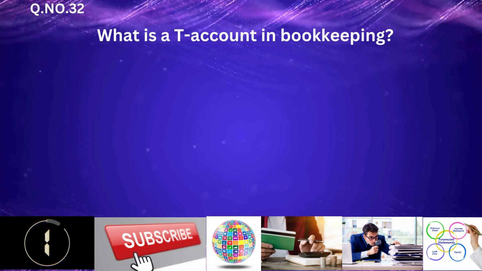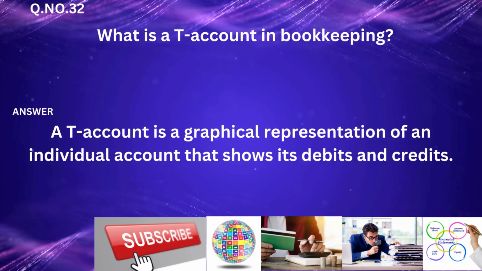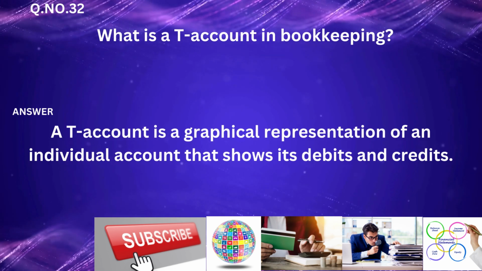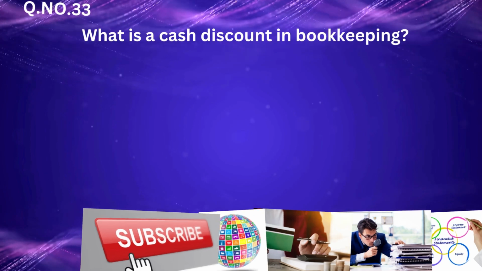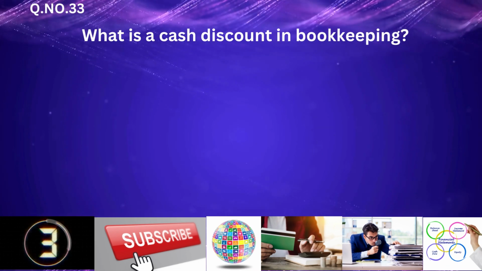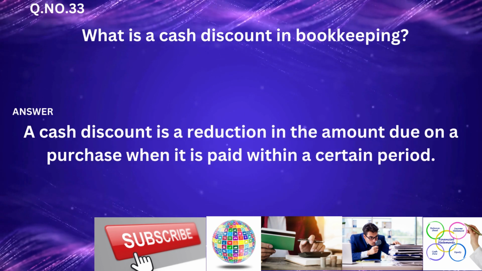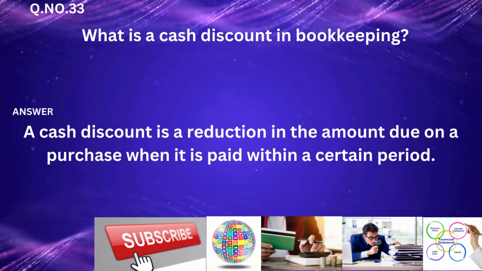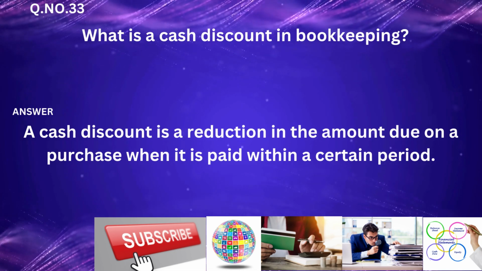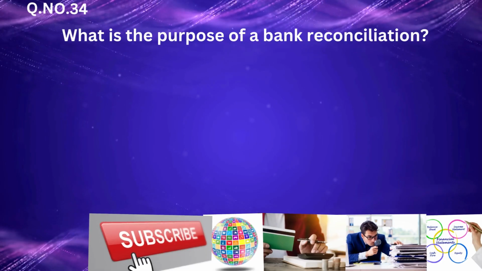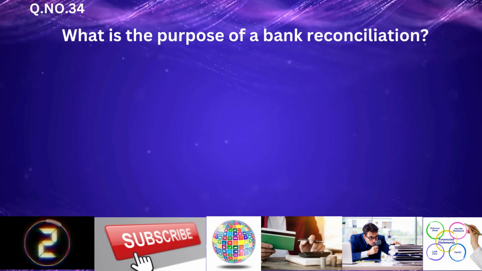Question 40. What is the purpose of a subsidiary ledger? Answer: a subsidiary ledger provides detailed information about individual accounts that make up a controlling account. Question 41. What is the difference between cash and accrual basis bookkeeping? Answer: cash basis records transactions when cash is exchanged, while accrual basis records when transactions occur.